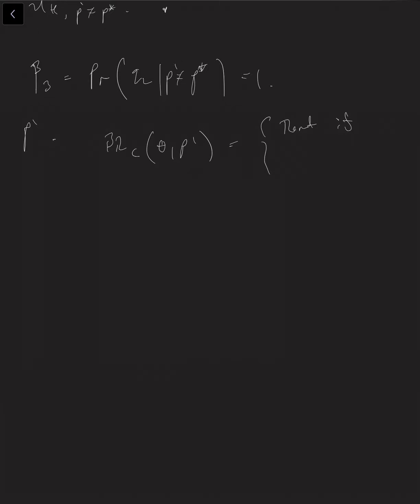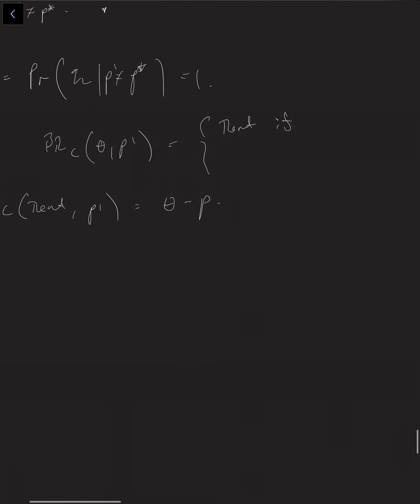So the expected utility if they see a P prime, if they rent at P prime, is going to be, right, but the Q disappears because they believe with probability 1 that the corresponding flat is a low quality flat. So that means they're going to rent if theta is greater than or equal to P, and they will not if theta is less than P.